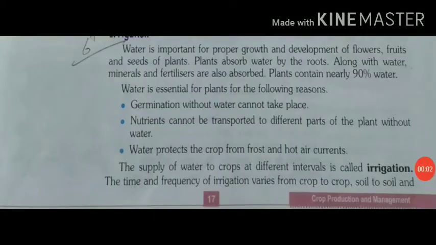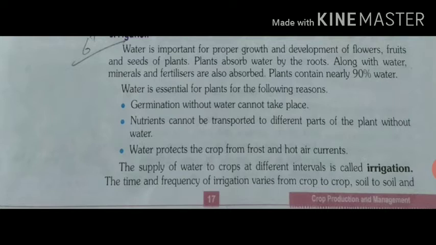So the next topic is irrigation. Water is important for proper growth and development of flowers, fruits, and seeds. Plants absorb water by the roots. Along with water, minerals and fertilizers are also absorbed. Plants contain nearly 90% water, so all the crop plants need water for their growth. The crop plants absorb water from the soil.